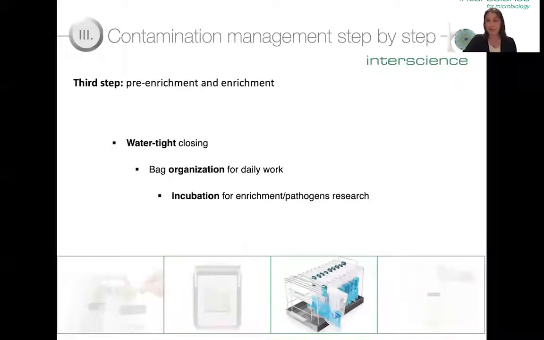Third step is enrichment, so incubation. Here, it's very important to have a watertight closing. You don't want any spill in the incubator because that could lead to cross-contamination for your next batch. Here, it's interesting to use that function that we have. So the roll bag, the roll sticker, you roll 3 times and you create a little tube. You can slide it directly on this bag rack that you have. You saw that in the video. And then you can let your incubation run and then do your pathogens research.